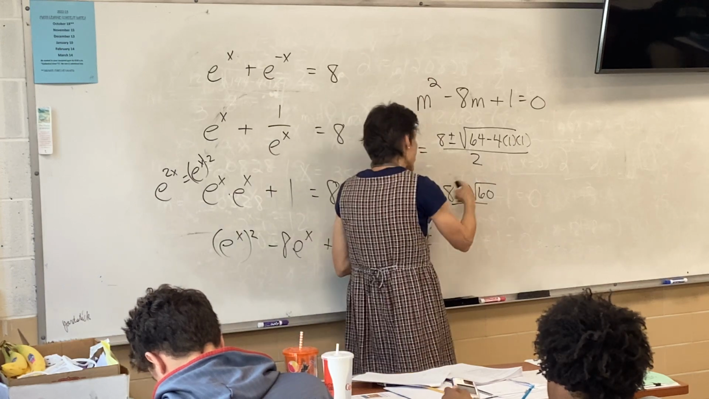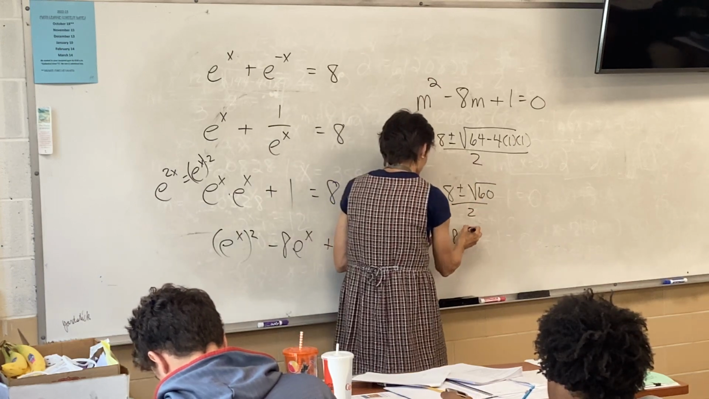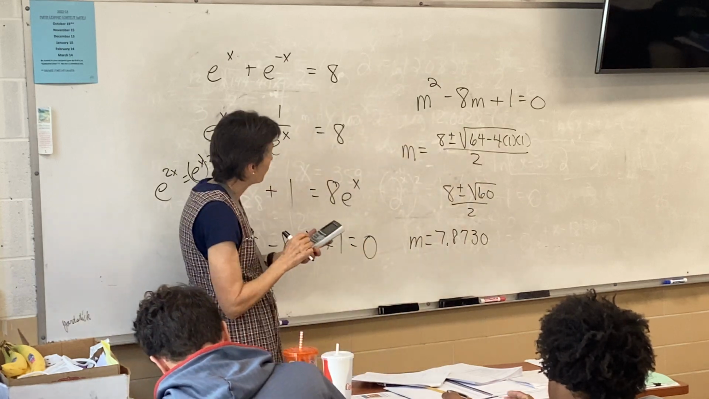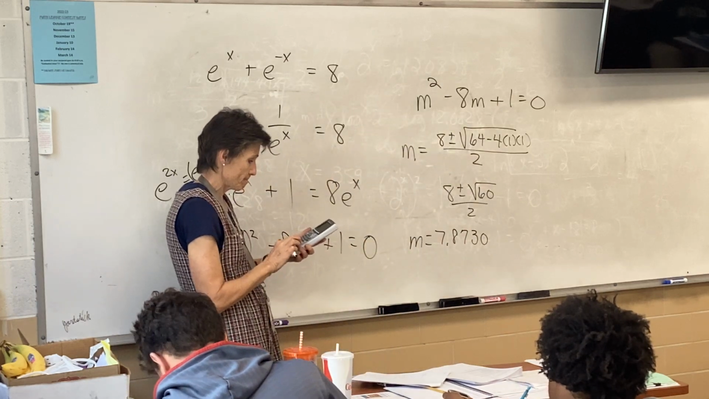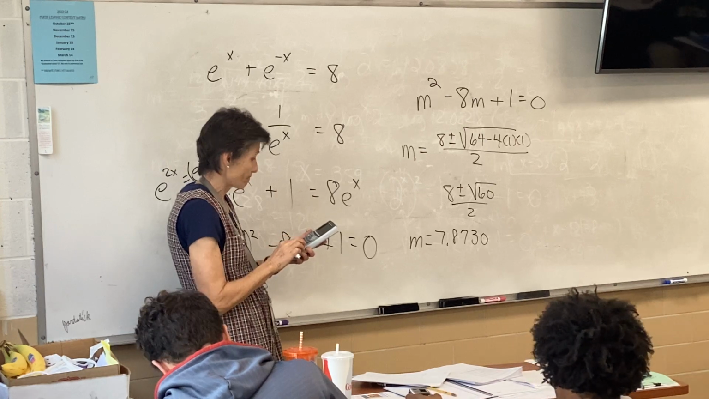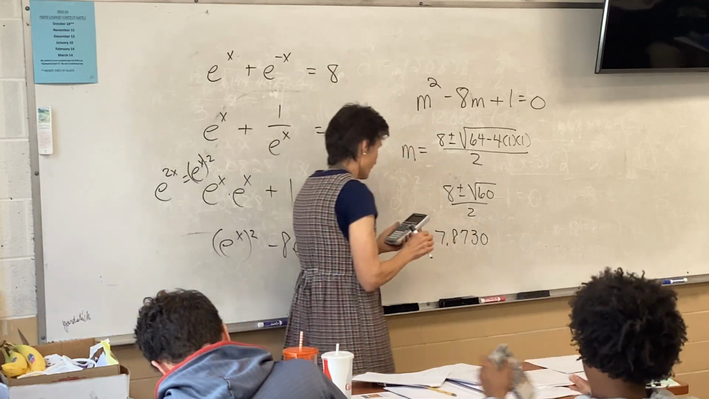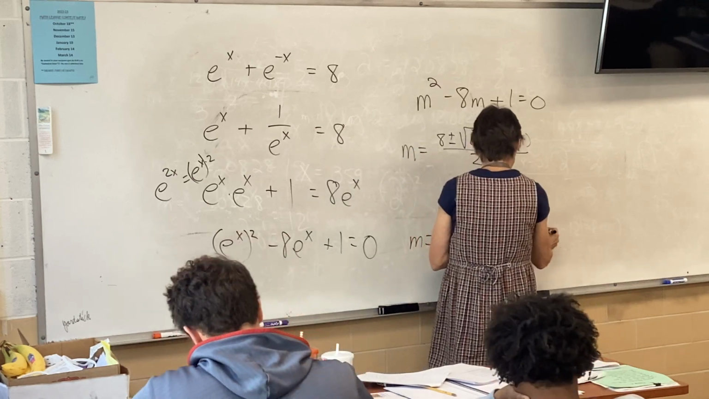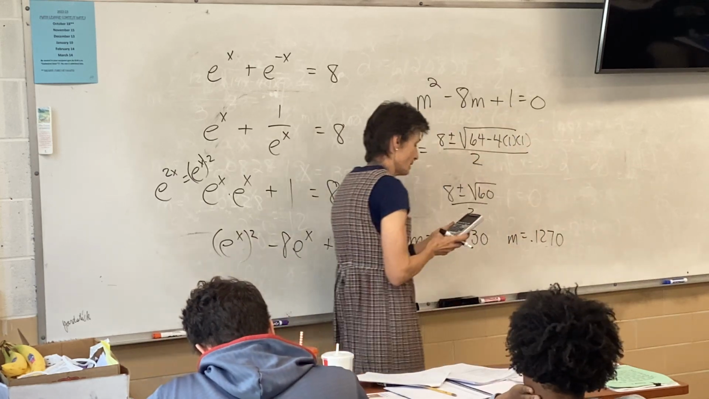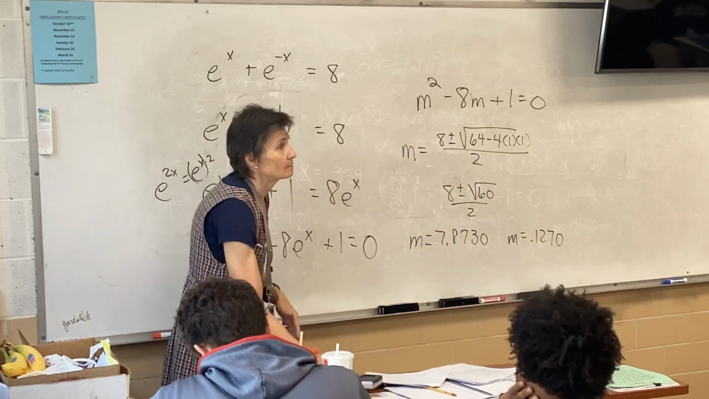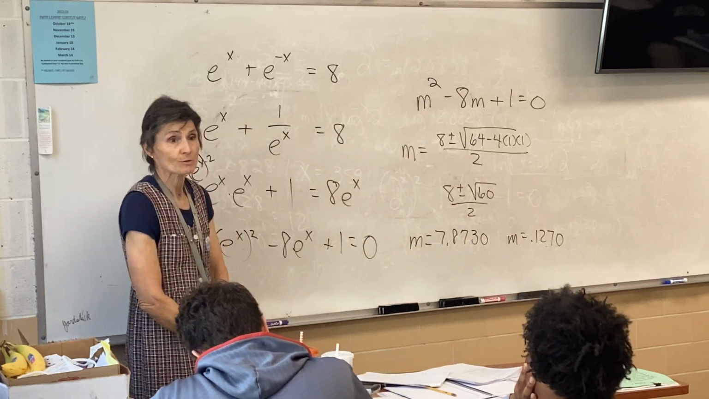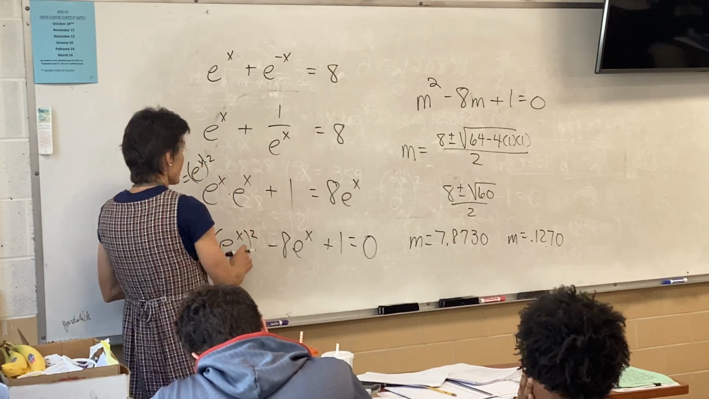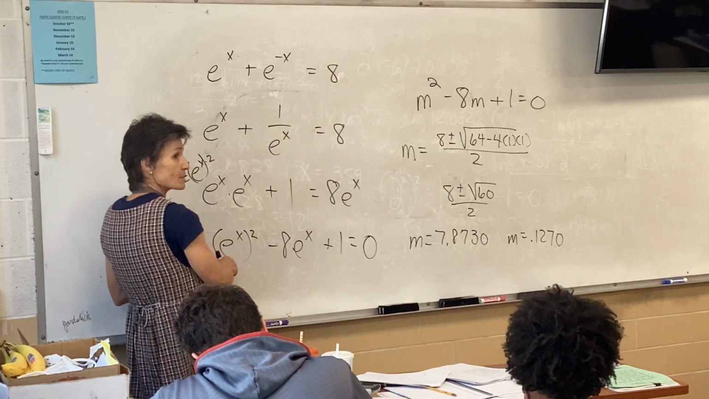For my m, or whatever letter you use, values, I got 7.8730 and 0.1270. But are those the answers to the question? No. Those are m values.